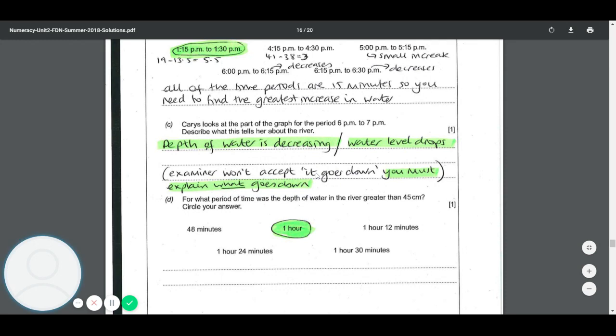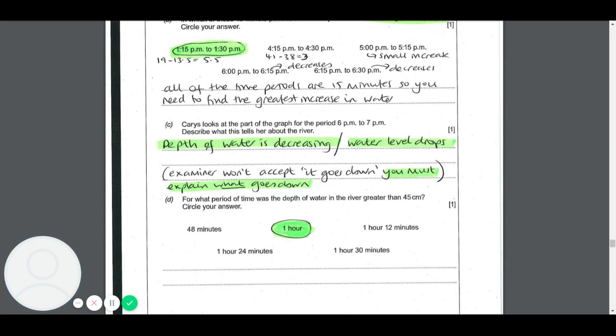And it says here in the mark scheme, it's not going to accept if you just say something completely vague like it goes down, because it's not clear that you understand that the water is going down. What you would possibly be meaning is the graph goes down, which is true, but not what the question's asking about. So we've got to say the depth of the water goes down. The water level drops.